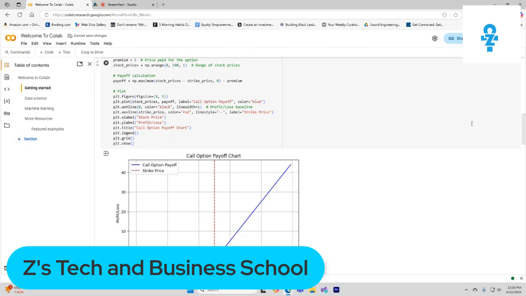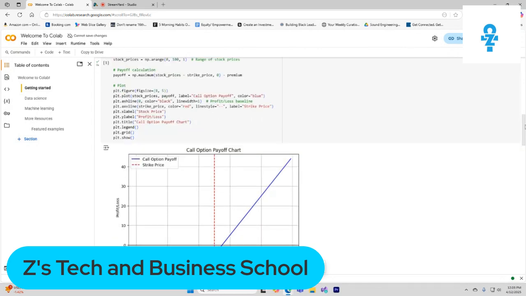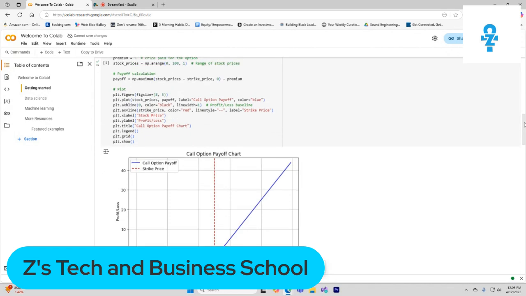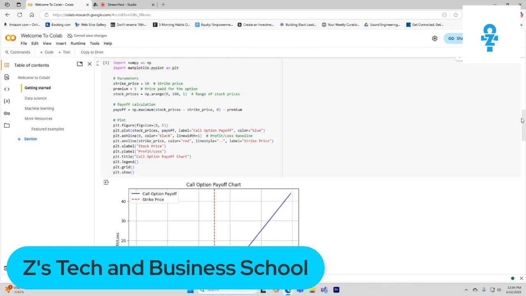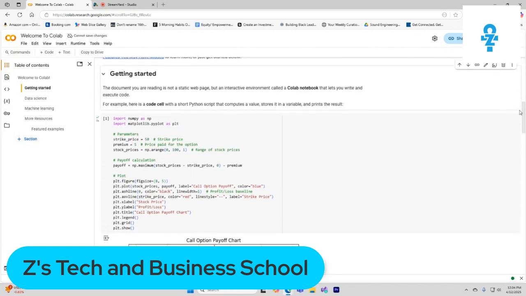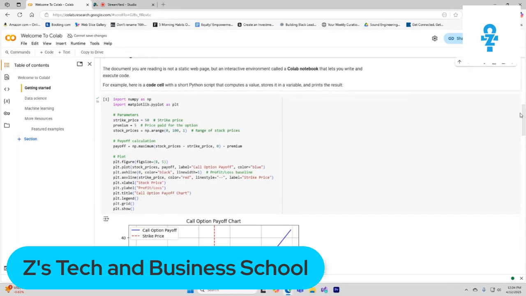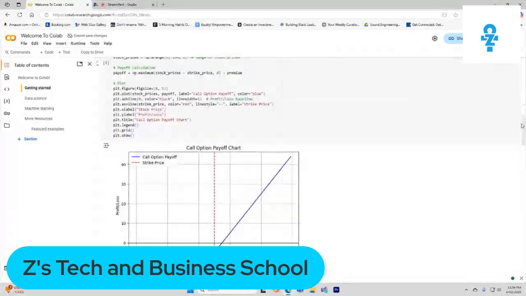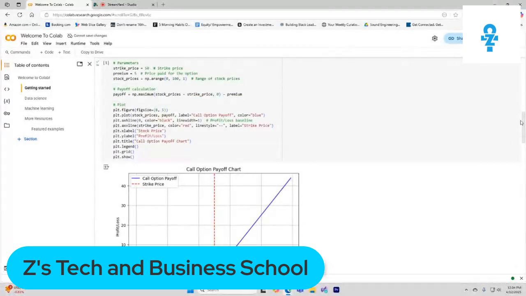And that is how you do a call option payoff chart. Alright, that was quick. Just wanted to go over that quick little analysis.